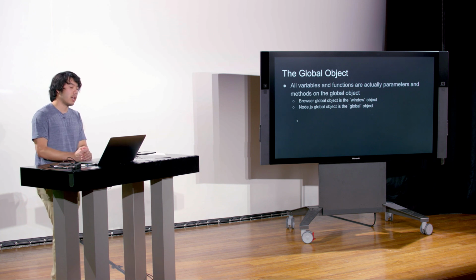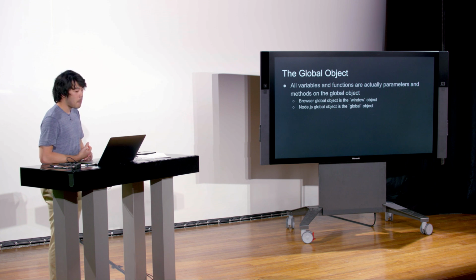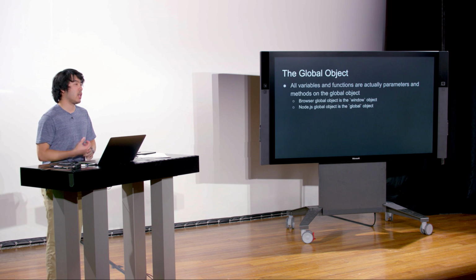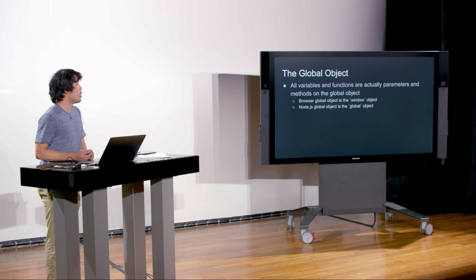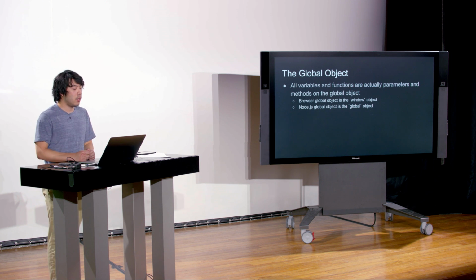So the global object. The way these things all work is, basically, in any given runtime, there's this thing called a global object. And so all variables, all functions are actually keys or properties or methods on the global object. So in the browser, there's this thing called window, which is the global object of a window. So this is a browser environment. And if I type window, I see this thing.